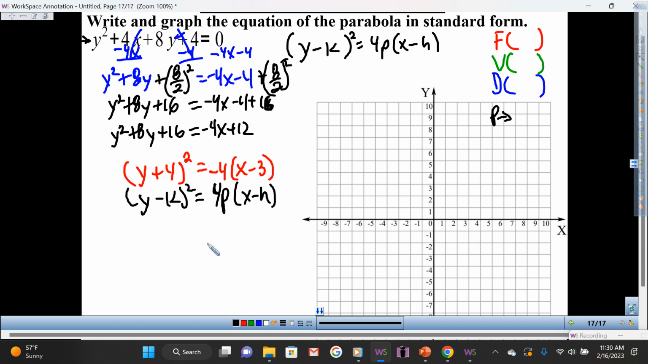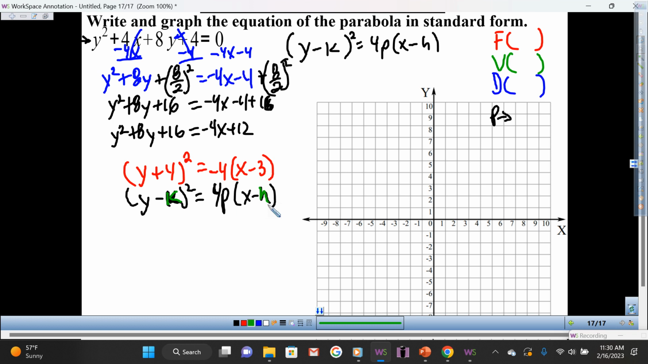Negative what? Y minus K? Sorry. There you go. Y minus K. All right. So with that said, tell your neighbor the vertex if we know what H and K is. Look at what H and K is, and tell your neighbor the vertex. And be careful as you say the vertex.